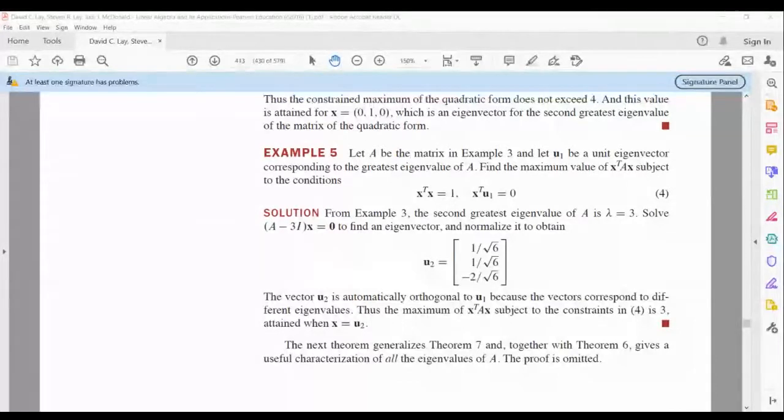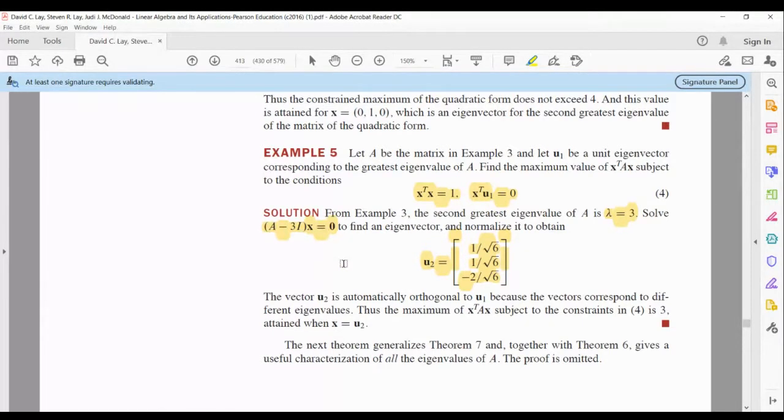Okay, so this is what I was talking about. Example 5 relates to example 3, and you have the 2 constraints here. And so the second eigenvalue is your focus then. Second greatest eigenvalue is your focus. You find the eigenvector for that, and you solve the augmented matrix.